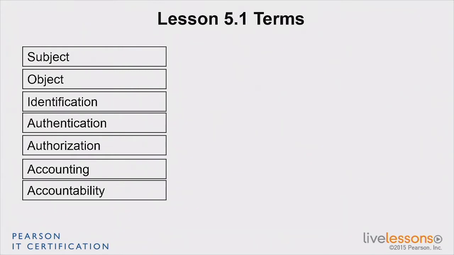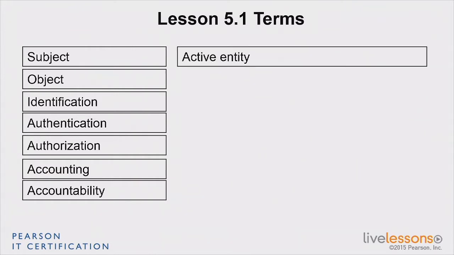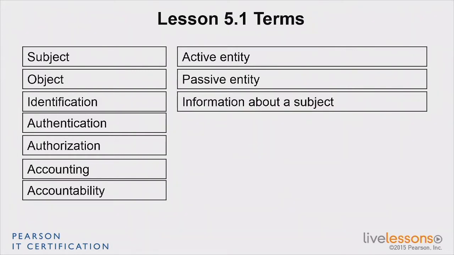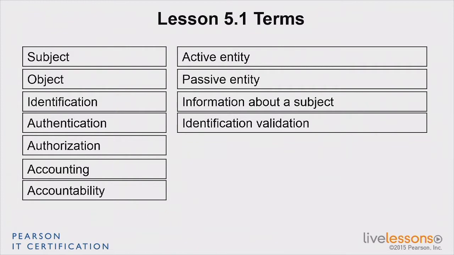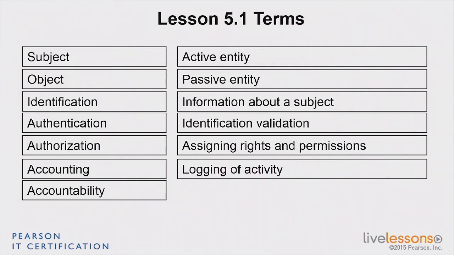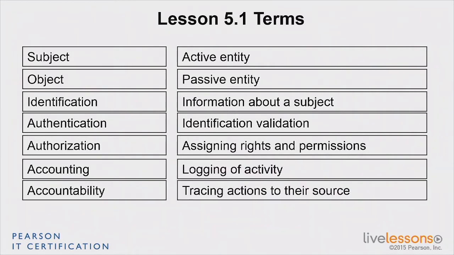All right, welcome back, and I'm betting on 100% here. A subject is your active entity. Your object is your passive entity. Identification is information about a subject. It's how the subject says, this is who I am. Authentication is how we validate or verify the identification of a subject. Authorization is when we assign rights and permissions to an authorized subject. Accounting is the logging of activity, and accountability is when we can trace actions right back to their source.